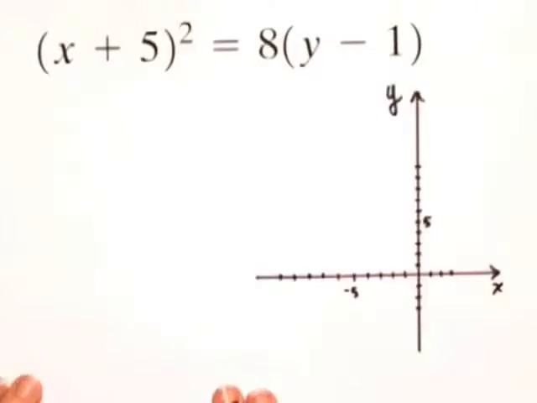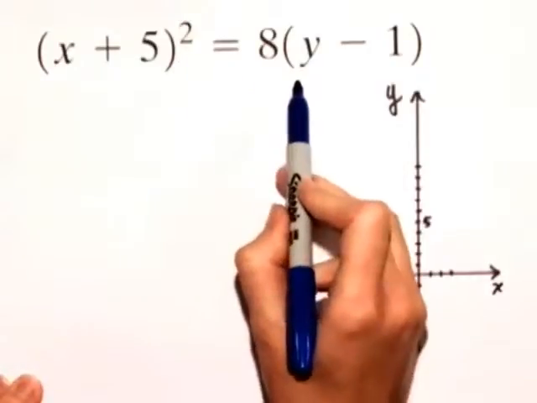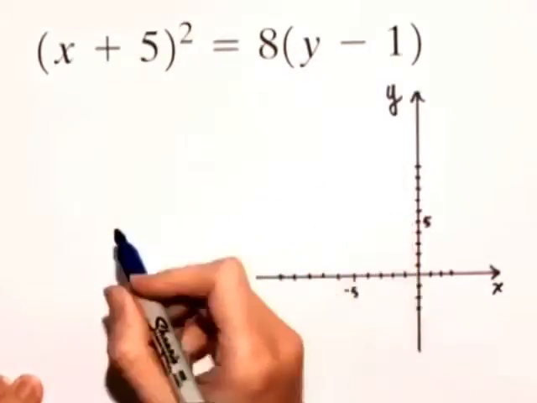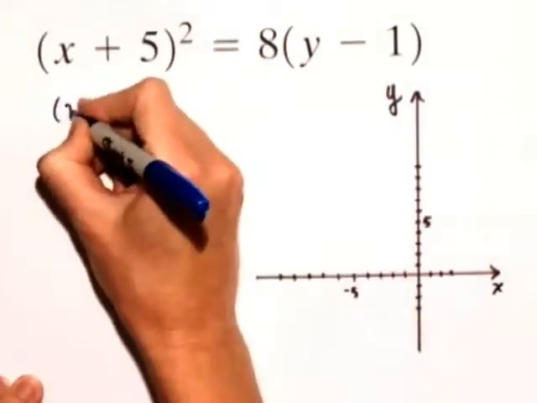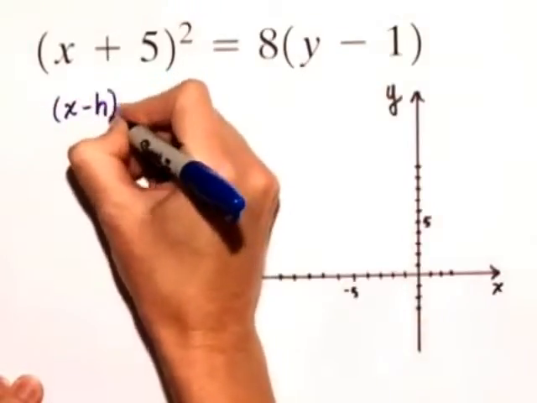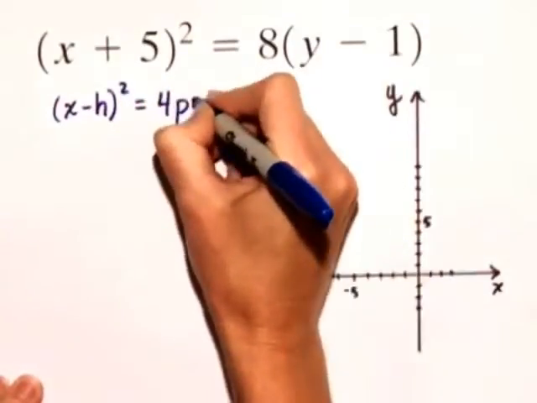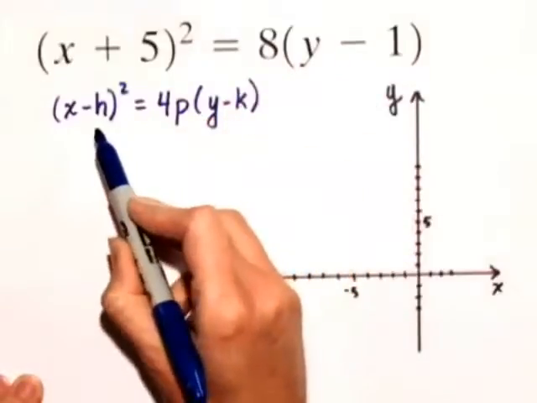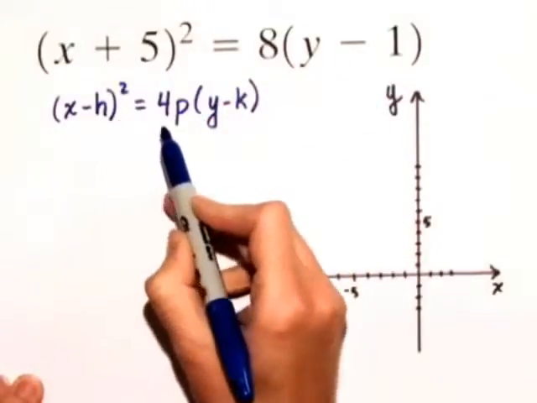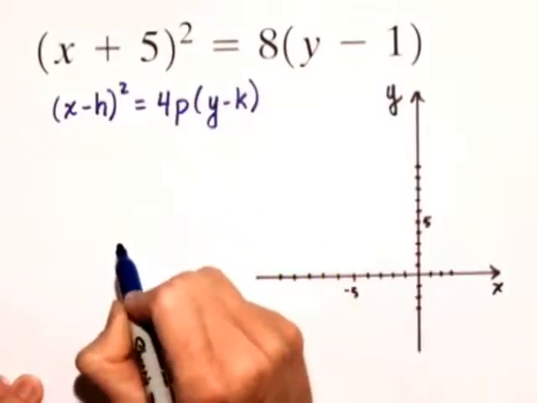For this problem, we'll graph a conic section. Notice we have an x squared term on one side and a y just to the first power on the other side. So this is of the form (x minus h) quantity squared is equal to 4p times the quantity (y minus k). When we have one of our terms squared and the other one not, we know that this is the equation of a parabola.